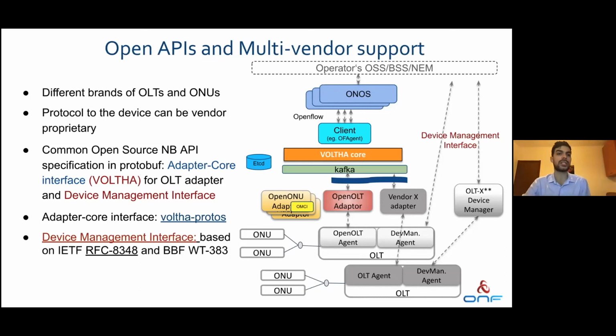Another question was, is the device manager also collecting performance management data from the equipment? Yes and no. Performance metrics of the ONU and the OLT in terms of PON data are collected to Volta and are published on the Kafka bus. Other metrics, such as temperature of the chassis, fan speed, other type of counters that do not pertain to the data plane, will be collected by the device manager.